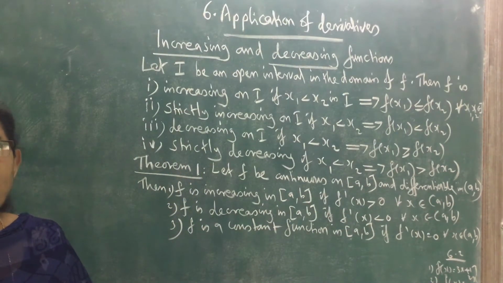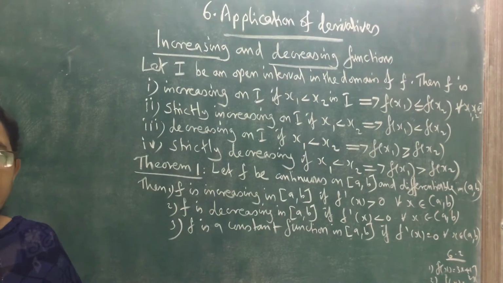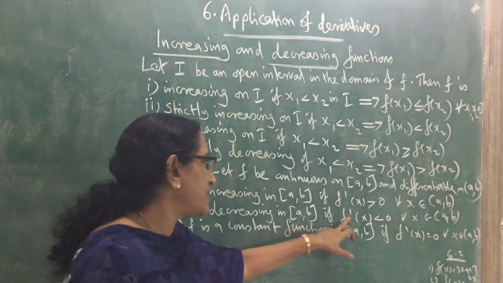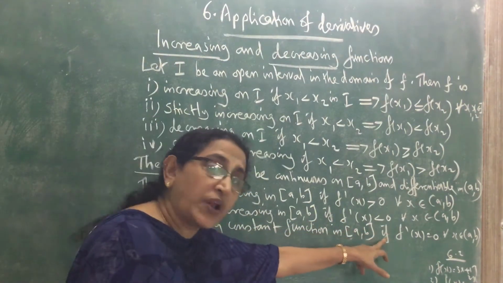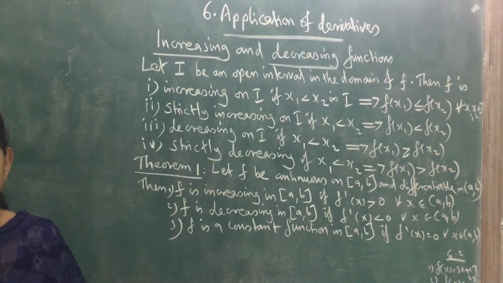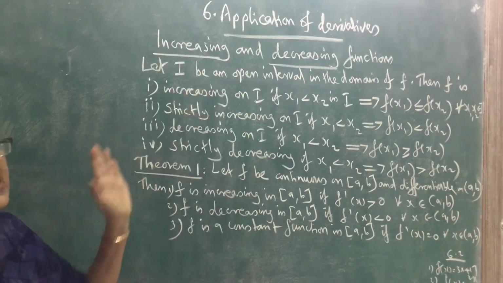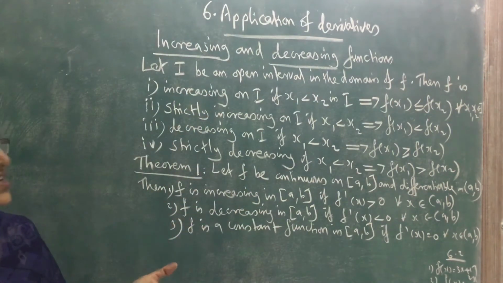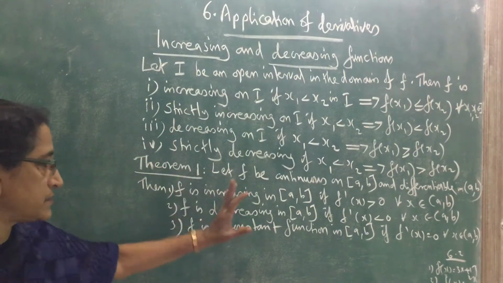If the derivative at that point is greater than 0, the function will be increasing. And if the derivative is less than 0, then the function is decreasing. And if the derivative is equal to 0, then the function is a constant function. So that is a very important theorem. So understand what is increasing function and decreasing function, strictly increasing, strictly decreasing, and the theorem.